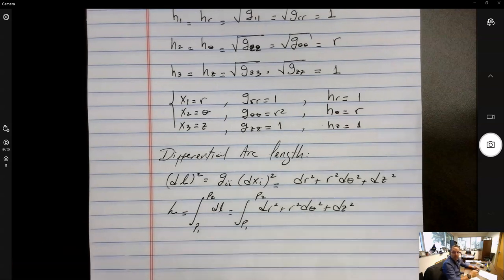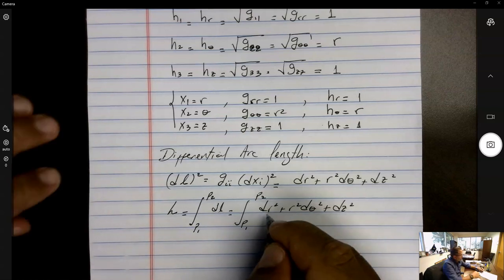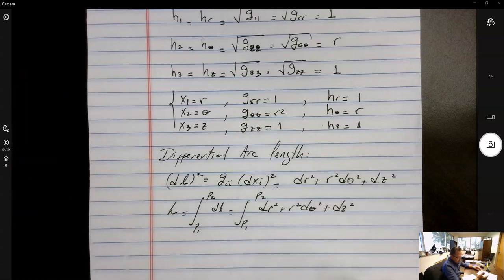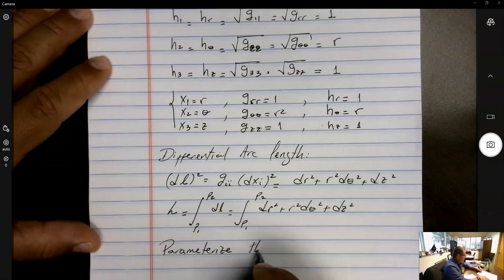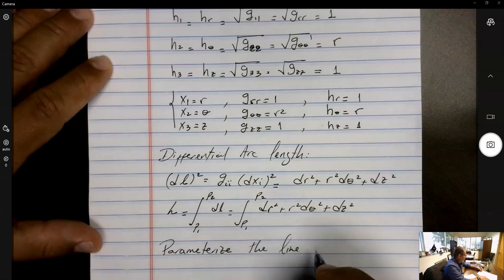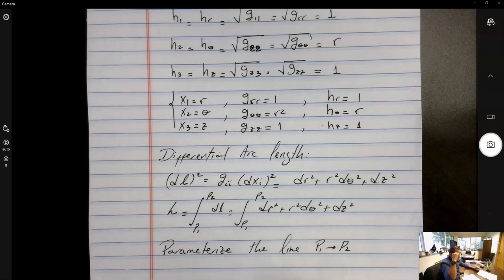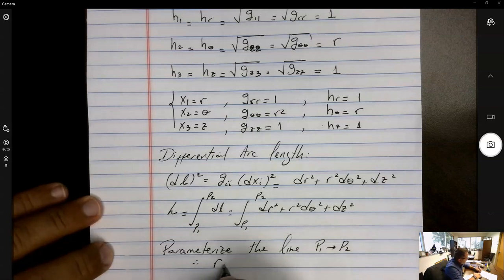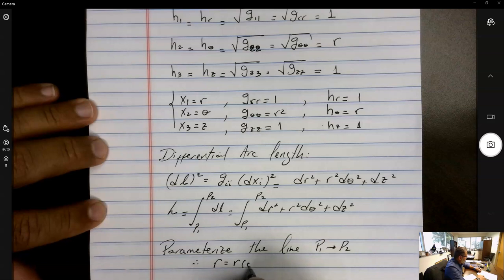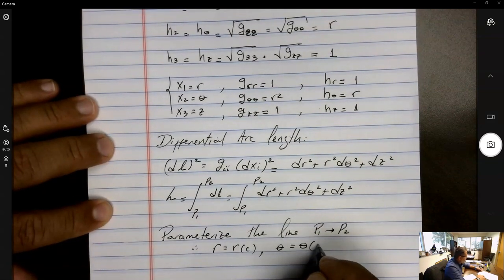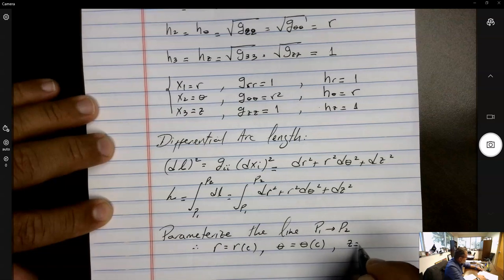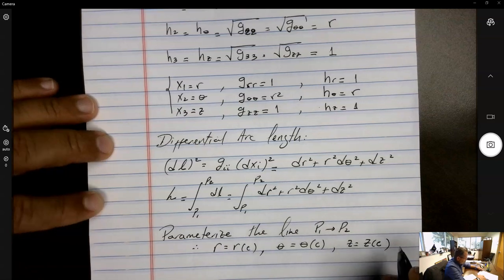And how do we integrate something over differential squared? Well, we need to parameterize. So we parameterize the line from P1 to P2 such that we get r as a function of some parameter c, theta as a function of some parameter c, and z as a function of some parameter c.